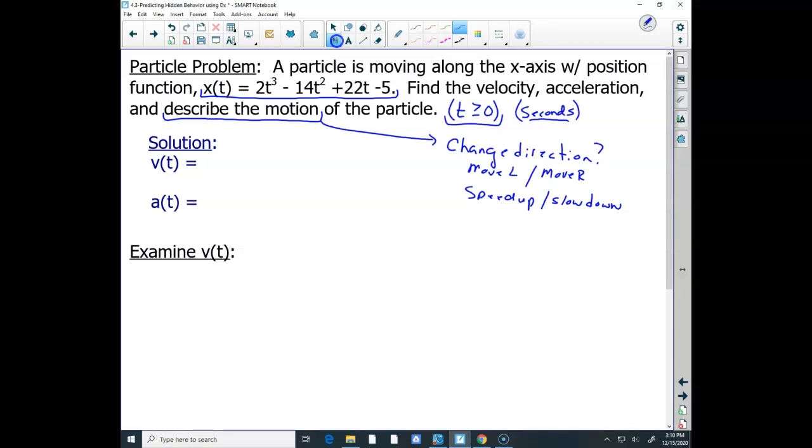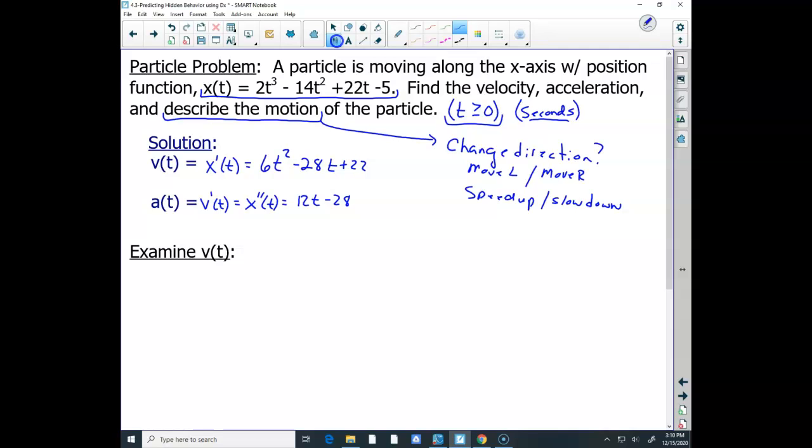So v of t is actually going to be x prime of t, right? The first derivative, which is going to be 6t squared minus 28t plus 22. And our a of t, well, that's actually v prime of t, which could be x double prime of t, just see the connections of everything down the line. That's actually 12t minus 28. And I know my v of t is going to be in something per second, and my a of t is going to be something per second squared. Well, it's not defined in feet or anything here, so we're just going to move along.